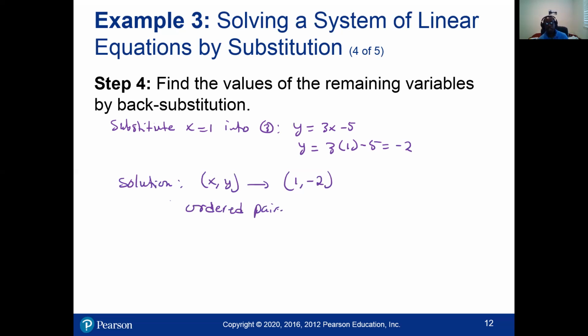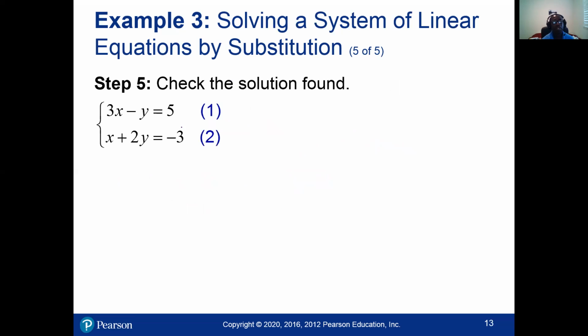Okay, it's always an ordered pair. All right, so we can check our solution again, and I will leave that for you. Check your solution for this.